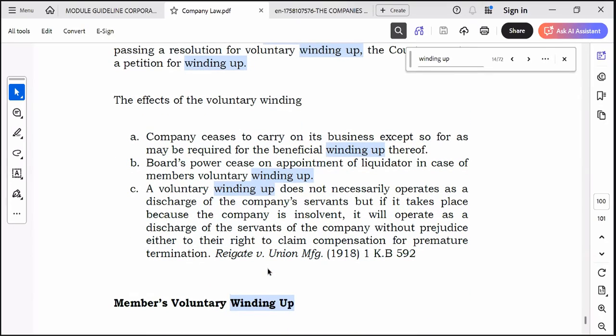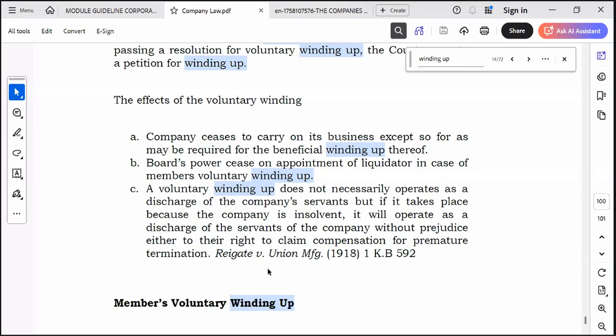Now, the effect of voluntary winding up is that once the company resolves to voluntarily bring about the realization of its assets, it has to cease to carry on its business. Unlike when it is compulsory, where the liquidator will continue with the business until it is completely resolved. So here you see the company in voluntary winding up will have to cease carrying on the business, except as may be required for the beneficial winding up. Board powers will cease if they appoint a liquidator.